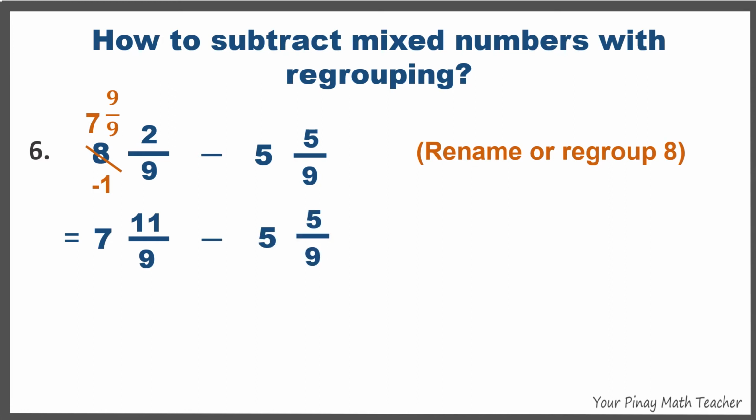Then bring down minus 5 and 5/9. Now we can subtract the whole numbers and the fraction. So 7 minus 5, we get 2. 11/9 minus 5/9, we get 6/9. Now 6 and 9 can still be reduced by 3. So the final answer is 2 and 2/3.